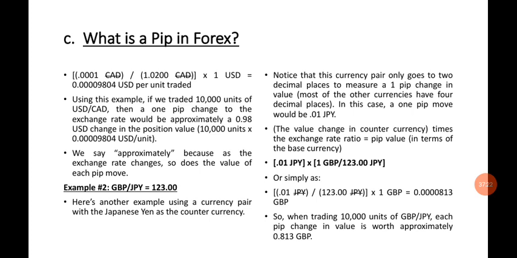So now let's do the mathematics so you can see. We have 0.01 Japanese yen divided by 123 Japanese yen. The Japanese yen will cancel out, times 1 British pound, to now give us 0.000813 Great British Pound. Again, I want to use this example with our mini lot size. When trading 10,000 units, which is also called the mini lot size, of Great British Pound Japanese yen, each pip change in value is worth approximately 0.813 Great British Pound, and that is done by multiplying by 10,000 units.